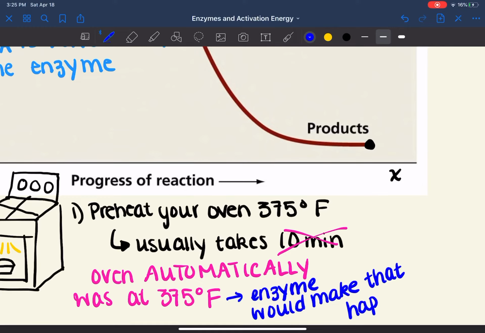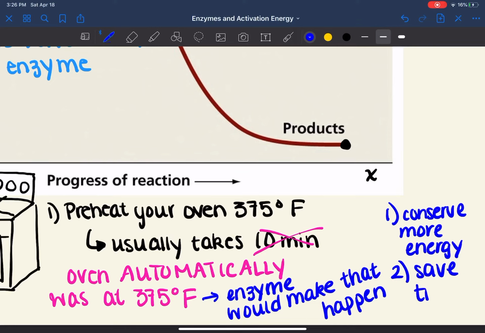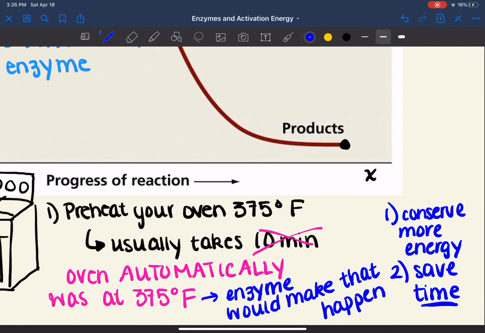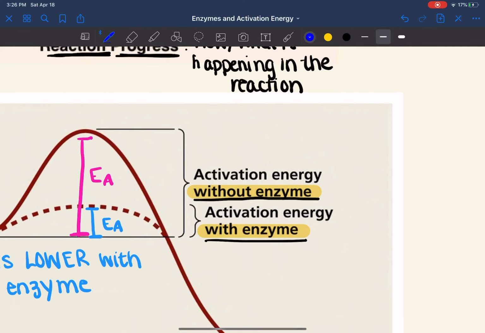And so what you end up doing is you conserve a lot of energy, because you don't have to put in that extra energy to make the reaction happen. And 2, you actually save time. You save a lot of time. Okay? So that is why enzymes are really important. They automatically make a lot of these reactions happen quickly by decreasing your activation energy.